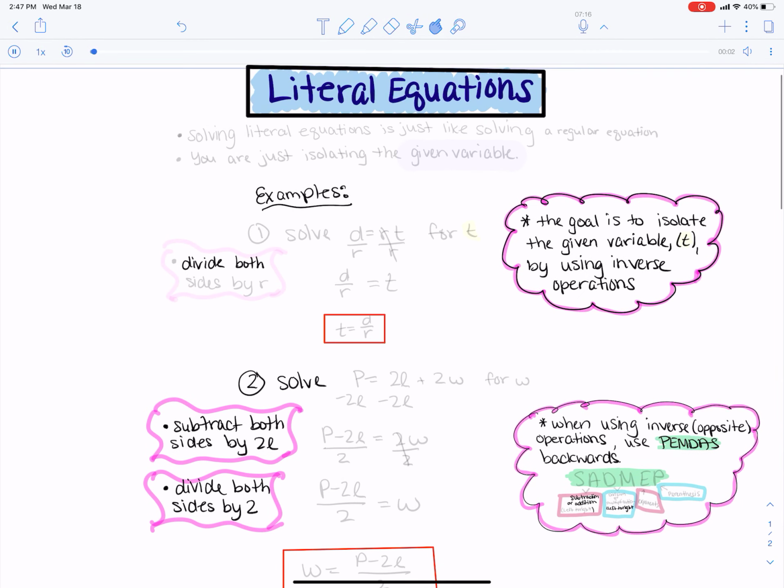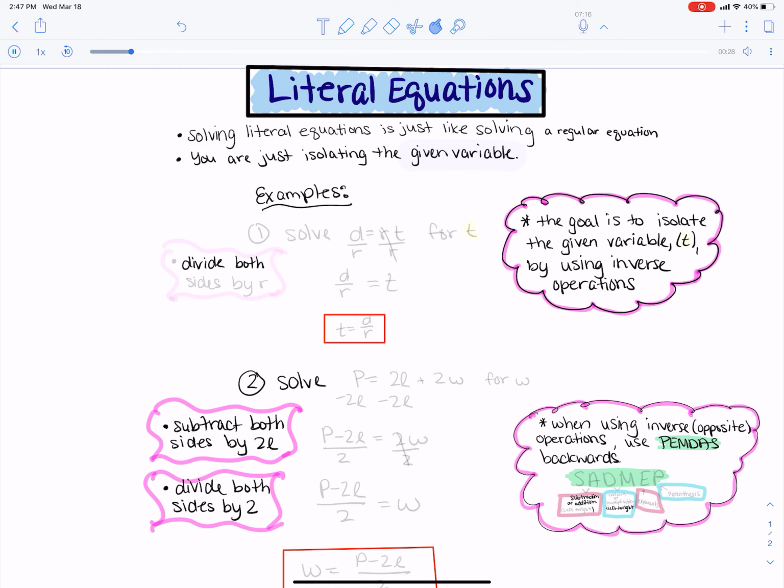All right, so today we're going to talk about literal equations. Solving a literal equation is just like solving a regular equation. It's just we typically have more variables and fewer numbers. We might have a mixture of both, some numbers and some variables. But when we're solving, we're just going to isolate the given variable.